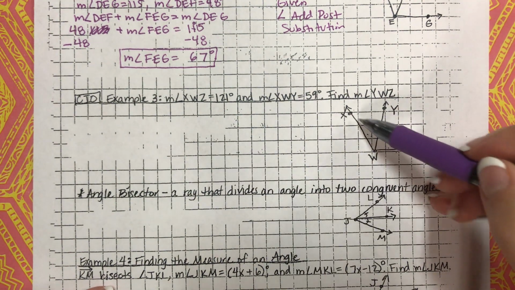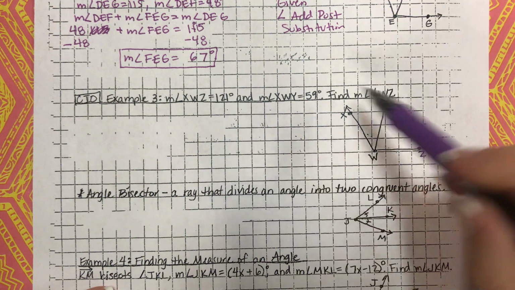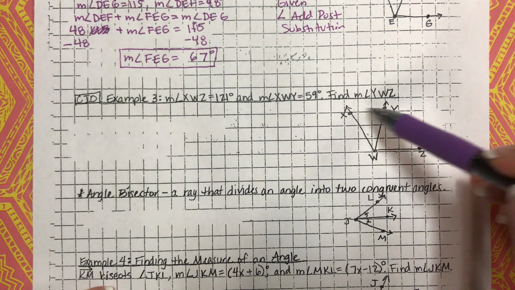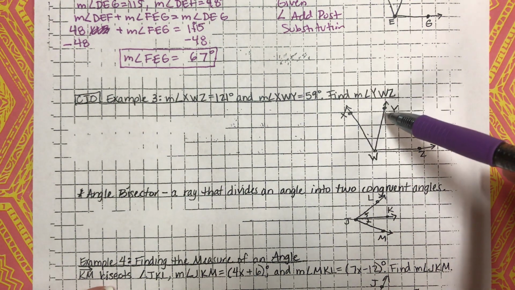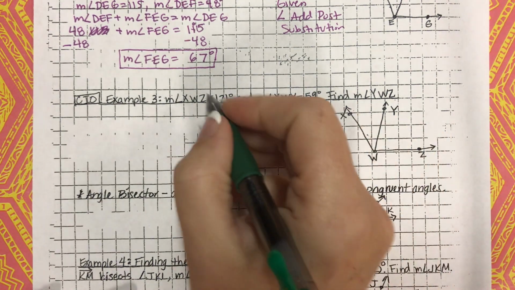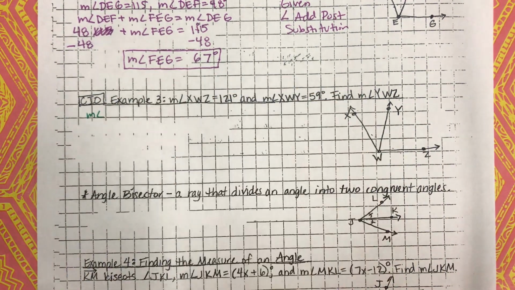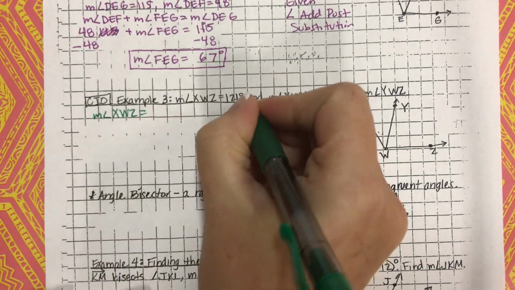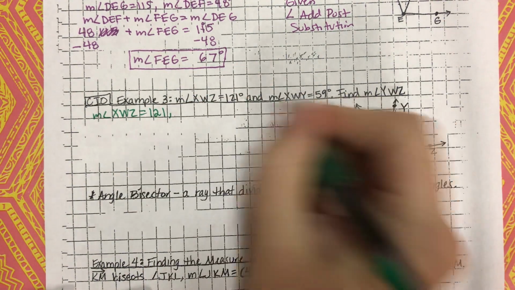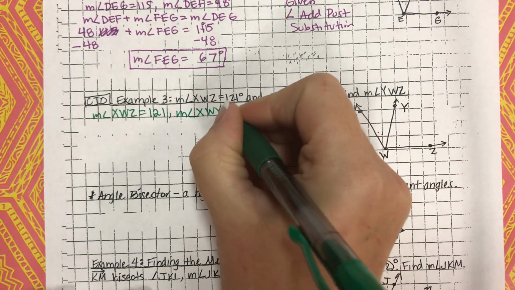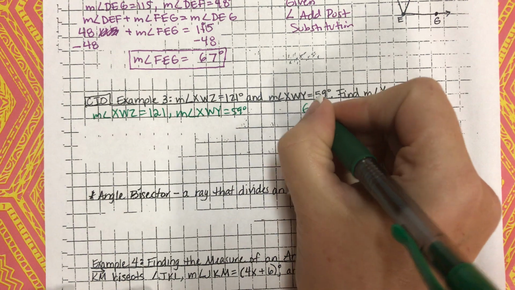Okay, so we have XWZ. That's the big one. And then we have XWY, that's that smaller one. And then they want us to find YWZ, which is this other smaller one. So the first thing we're going to do is write down all that given information. We have the measure of angle XWZ equals 121, comma, the measure of angle XWY is equal to 59 degrees. Okay, so that's the given information.